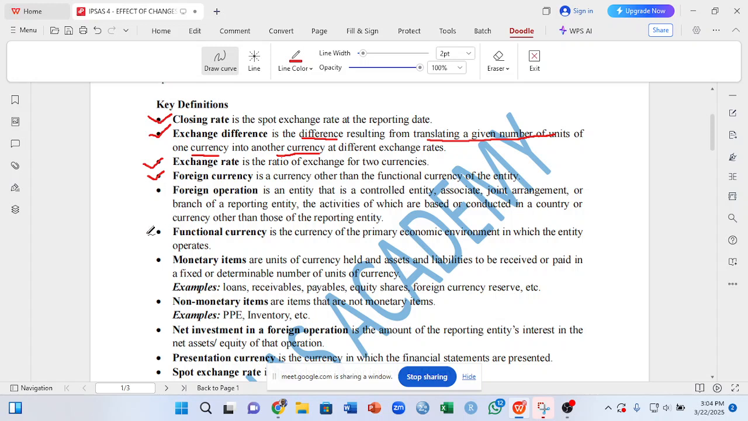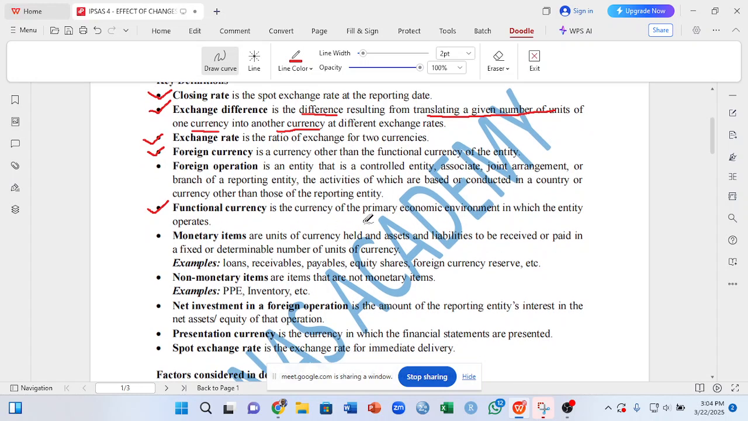Let me move to functional currency before I come back to the foreign operation. So functional currency here is the currency of the primary economic environment in which the entity operates. So the currency in which the entity's primary activities will be dominated is the functional currency. Although we have some indicators which we'll look at shortly as well.